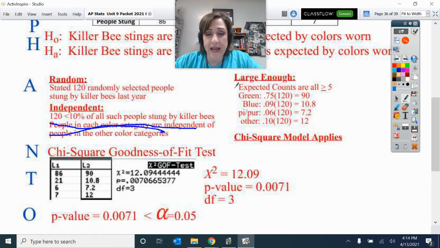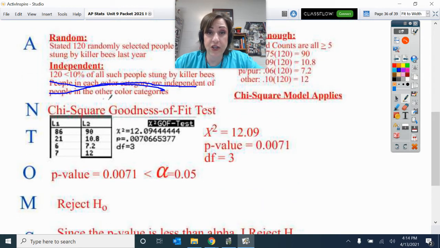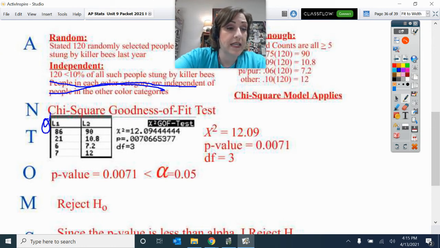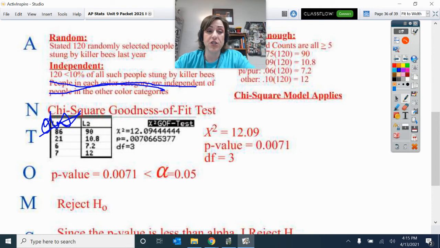Large enough: we have to say the expected counts are greater than or equal to 5 in order for that chi-squared model to apply. I showed all of those values, and look, that pink and purple one is barely big enough. 6% of 120 was 7.2. The name of this is a chi-squared goodness of fit test. And here is just a reminder that for these, you just have one dimension of observed. So this L1 is our observed, one dimension of the observed, so we use a list, not a matrix. And then here were those expected.